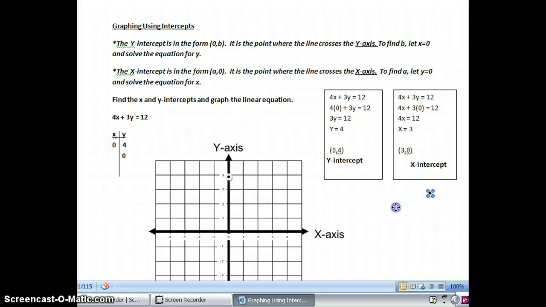Now if I graph that, I'll have 1, 2, 3, 0. It will be right there where it crosses the x-axis.